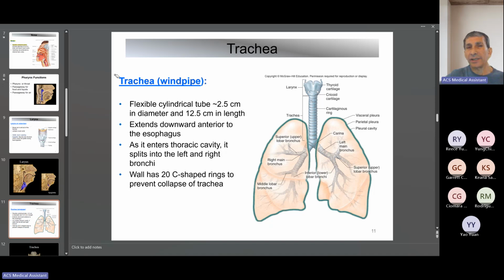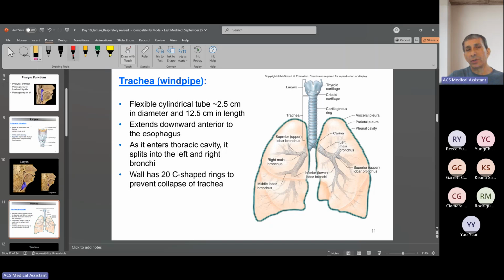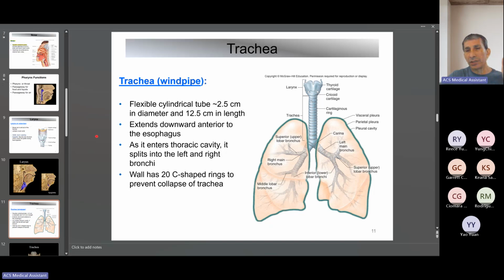Remember that the trachea is known as the windpipe. Question for the exam: the trachea is also known as the windpipe. The windpipe is known as the trachea. Remember, the voice box is known as the larynx. Be careful, it's not the pharynx, it is the larynx. And the pharynx is known as the throat. So that's what I want you to remember. The big picture.